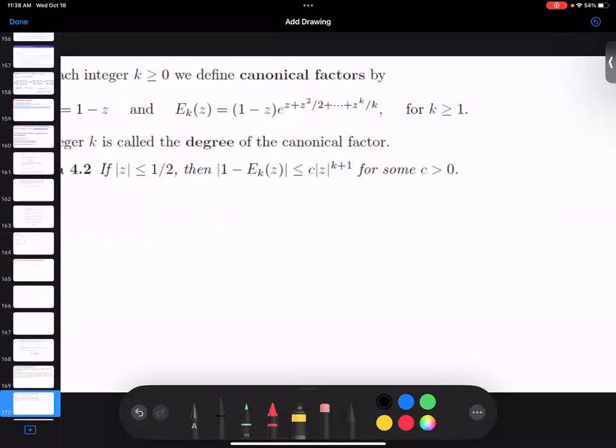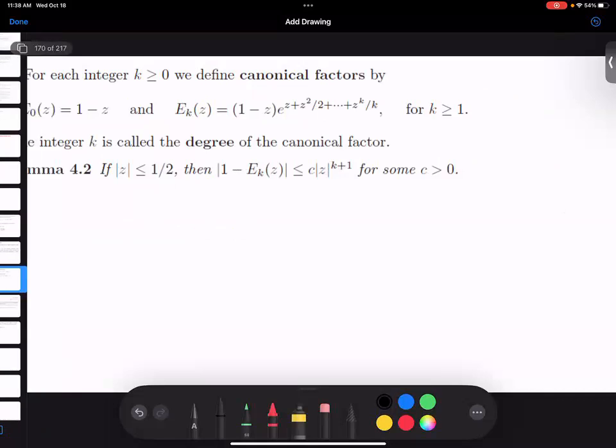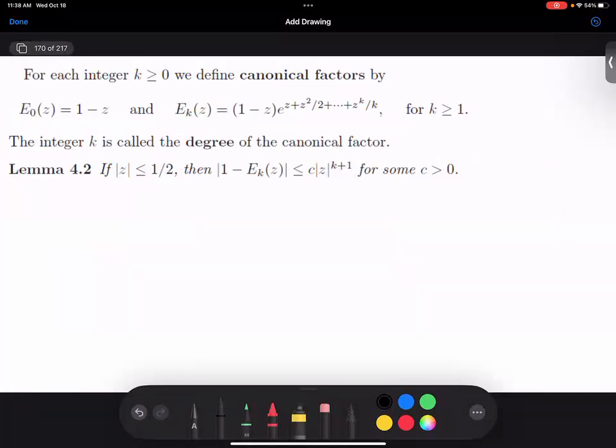Okay. So what we're going to use is what's called elementary functions or canonical factors here. So E0 of z is defined as 1 minus z. And then Ek of z is defined as 1 minus z times e to the z plus z squared over 2 plus dot dot dot plus z to the k over k. Does that look familiar to you?